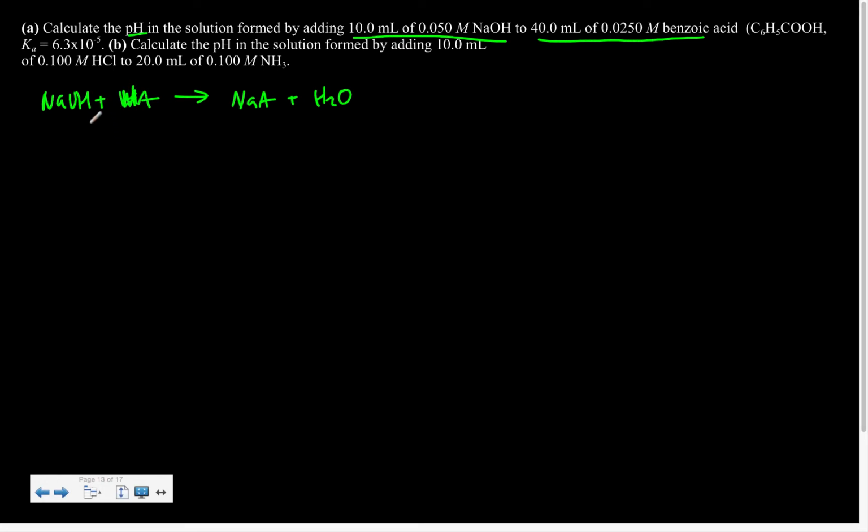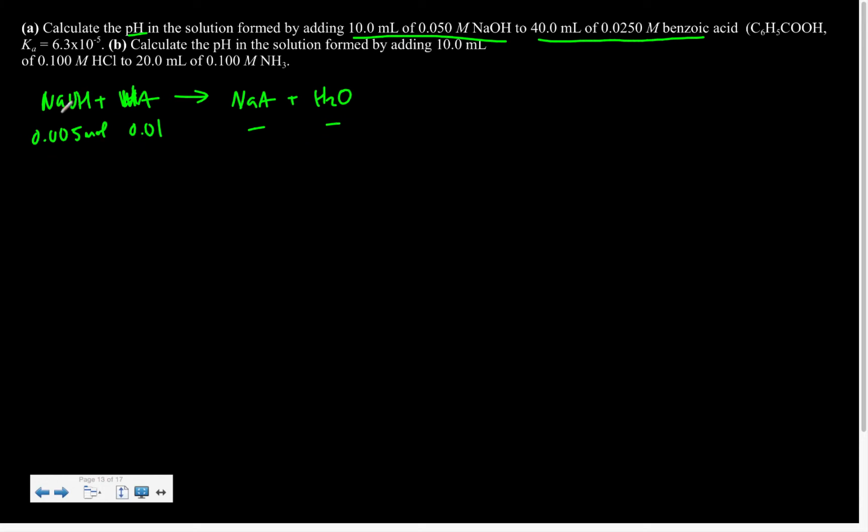Okay, so then let's talk about how much of each we have. So here, if we have 0.01 and that, it's going to be 0.005 moles of this, right? And for my weak acid, we have 0.04 times 0.25, which should give us 0.01, I believe. Yeah. And then that, right?